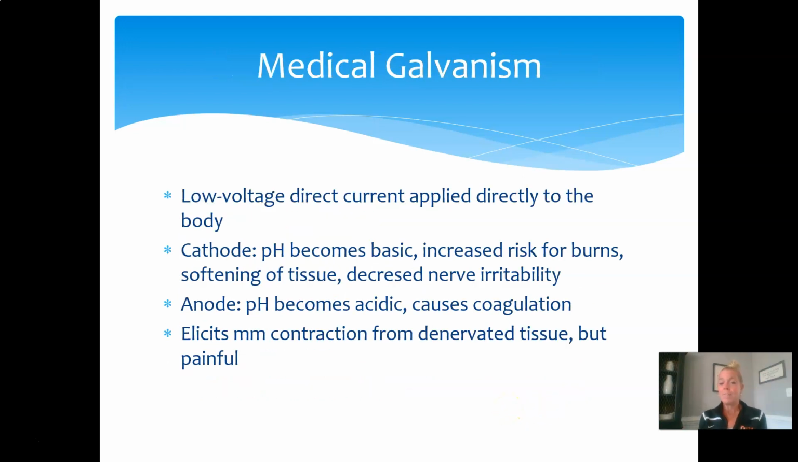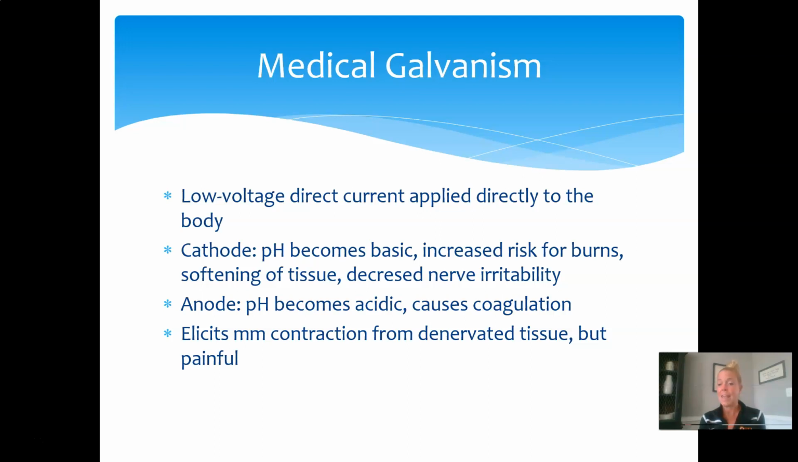All right, medical galvanism is a specific type of eStim. It's low voltage direct current. So direct current, remember, is that continuous type of current that stays either positive or negative. Again, we can have cathodes and anodes. Cathode is going to be a high concentration of electrons. This is more of a negative polarity.